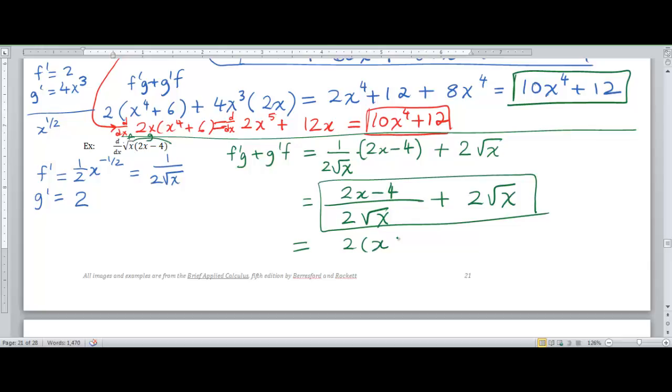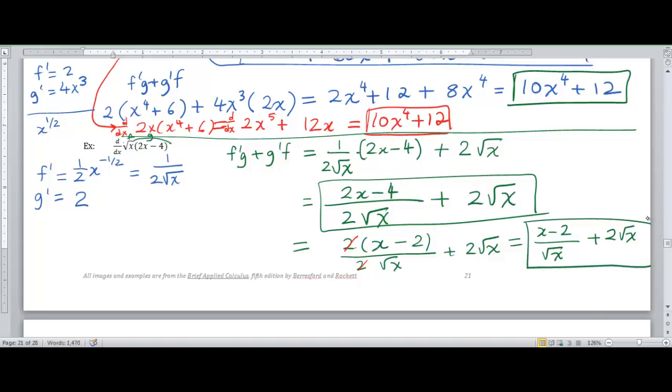But I see that I can factor a 2 out of everything. Out of 2 root x plus 2 root x. So the 2 on the top cancels out with the 2 on the bottom, and we get x minus 2 over root x plus 2 root x. Okay? So this is fine, and this is completely simplified, right? This is simplest form.